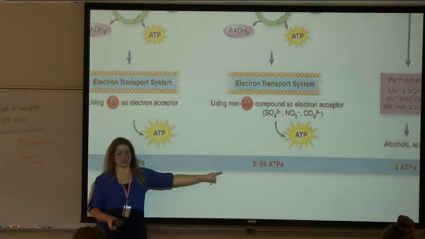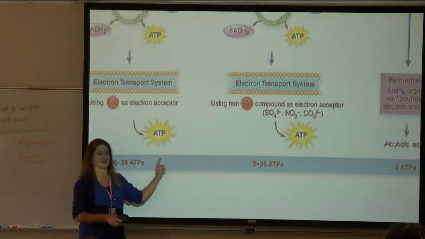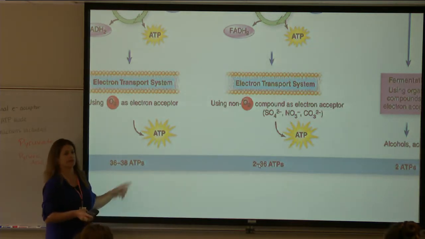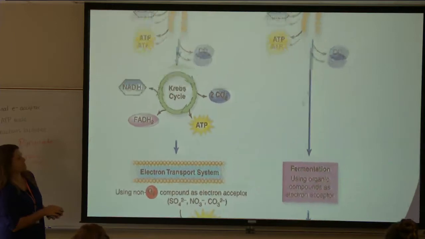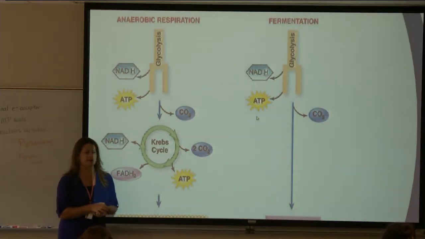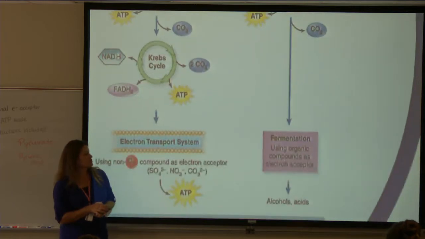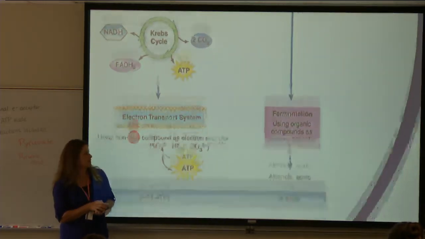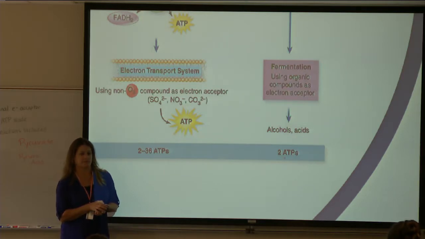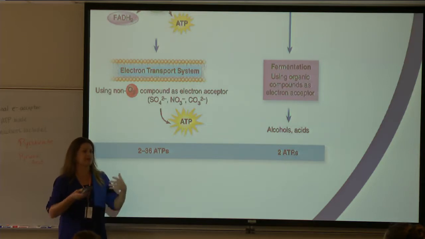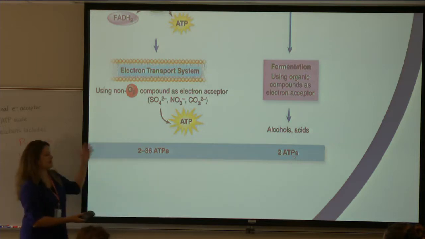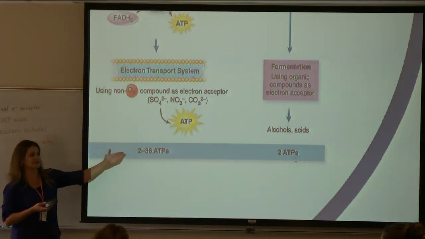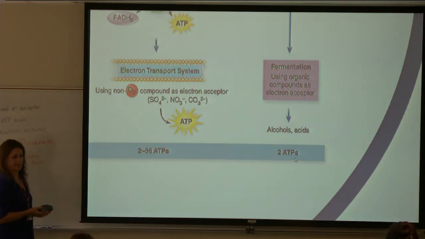Bottom line, which is better, more efficient at making ATP? Aerobic. If you look at fermentation, you have glycolysis, and how many do we make from glycolysis? Two. And then you go into fermentation, which makes nothing with this step, so you end up with only two. Not efficient whatsoever. If you were an organism and all you could do was fermentation, you would have to consume basically 18 times as much food to yield the same amount of energy as an aerobic organism. So you need 18 times as much glucose just to make that same amount.